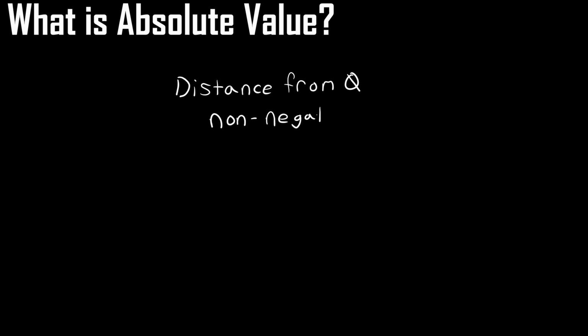So what is absolute value? The absolute value of a number is the distance from 0 on the number line. It is always non-negative. So let's say we have the absolute value of 3. This will equal 3. And the absolute value of negative 3 will also equal 3.